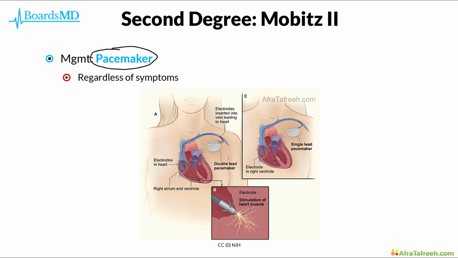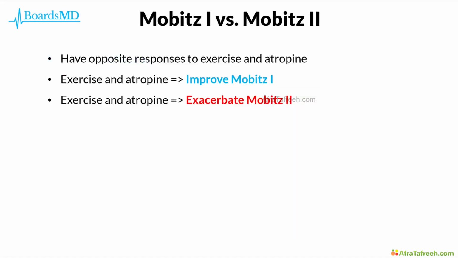to keep in mind. In addition to the different EKGs between Mobitz 1 and Mobitz 2, as well as the fact that we are going to manage patients with Mobitz 2 with the use of a pacemaker regardless of symptoms, there are also some differences between these two types of second-degree heart block when it comes to their responses to exercise and atropine. Recall from your physiology that for both exercise and atropine, these are going to lead to an increase in heart rate through inhibition of vagal activity. Therefore, their overall result is going to be an increase in conduction through the AV node.